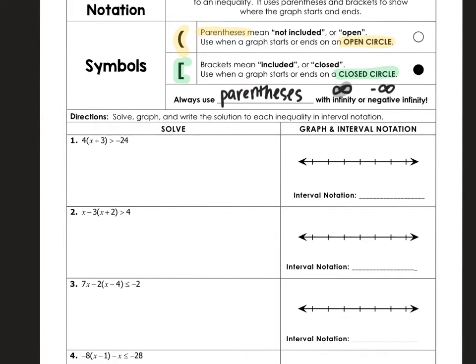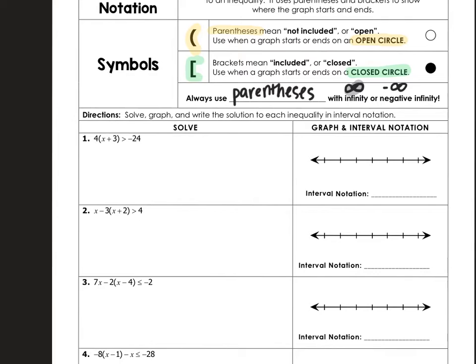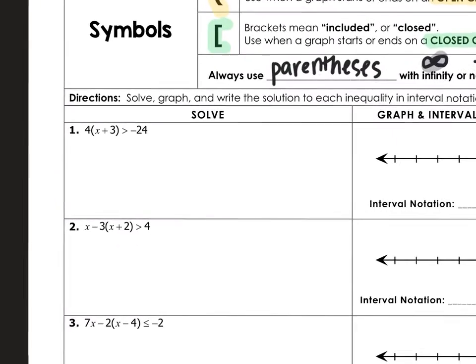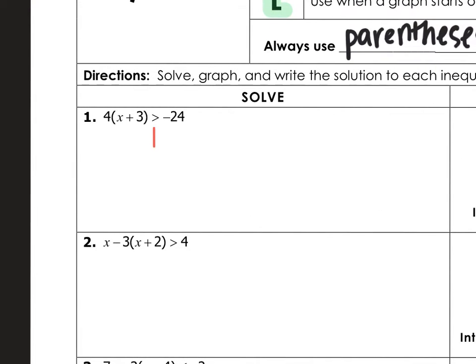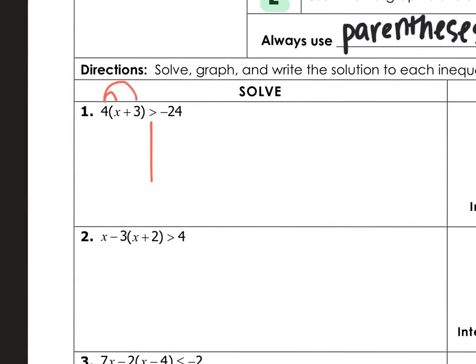So let's look at number 1, all right? Our directions are to solve and graph, and then write the solution to the inequality in interval notation. So let's start by solving. Let's draw our line down the inequality. What I'm going to do first is I see parentheses, so I'm going to distribute 4 times x and 4 times 3. So 4 times x is 4x, and 4 times 3 is 12, is greater than negative 24.